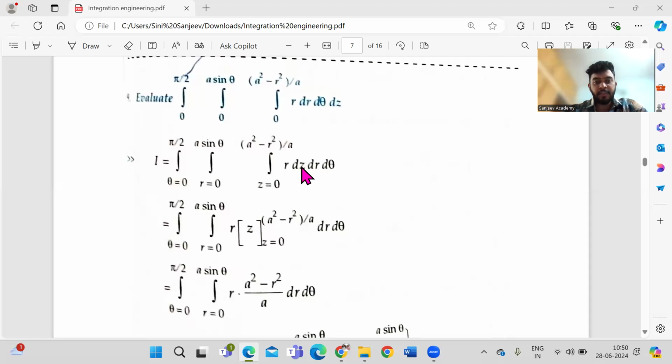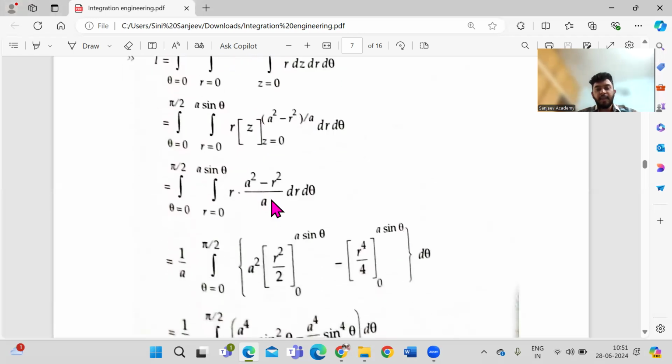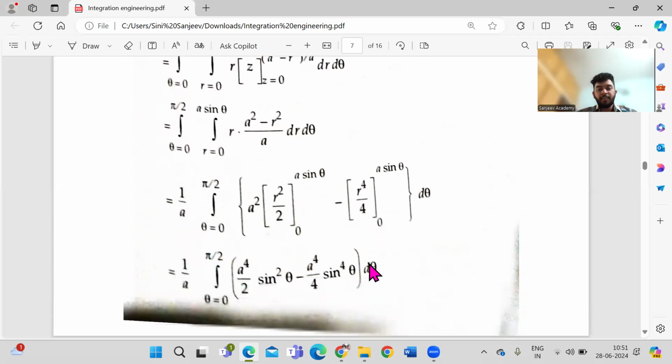Integrate with respect to what? z first. r dz, where z is from 0 to (a square minus r square) by a, dr d theta. Once you have integrated this, upper limit minus lower limit, if you substitute, then again I'll integrate with respect to r. For that, take this a outside, so it'll become 1 by a, and multiply this r inside the bracket. Then integrate: r square by 2, and this will become r cube, so r power 4 by 4. Then upper limit minus lower limit.